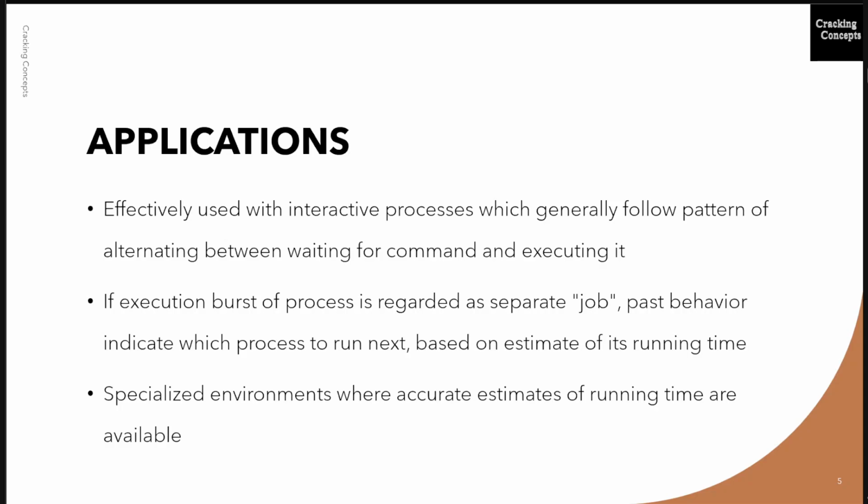Shortest job next can be effectively used with interactive processes, which generally follow a pattern of alternating between waiting for a command and executing it. If the execution burst of a process is regarded as a separate job, the past behavior can indicate which process to run next based on an estimate of its running time. Shortest job next is used in specialized environments where accurate estimates of running time are available.